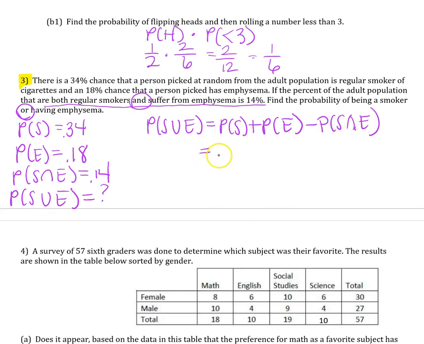Likely there's some people that fall in both of these categories, and I don't want to count them twice. Okay, so I plug in my numbers, 0.34 plus 0.18, take away my overlap, and I get 0.38. And it's as easy as that.